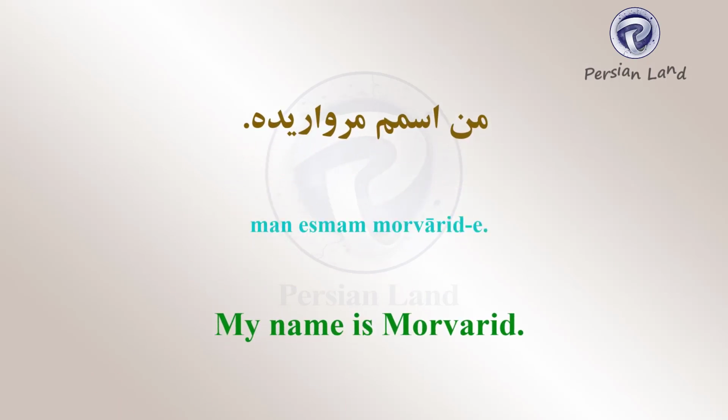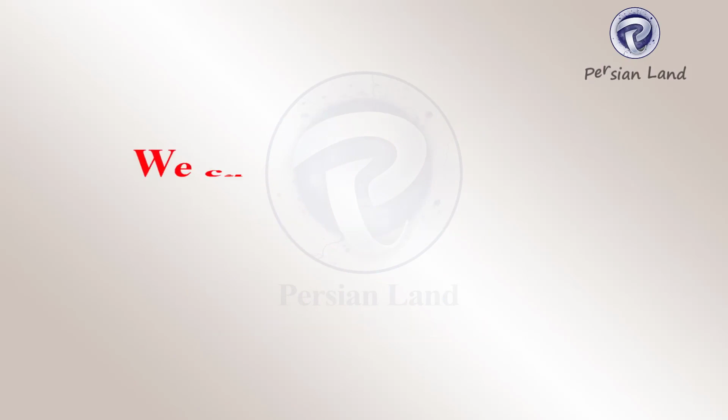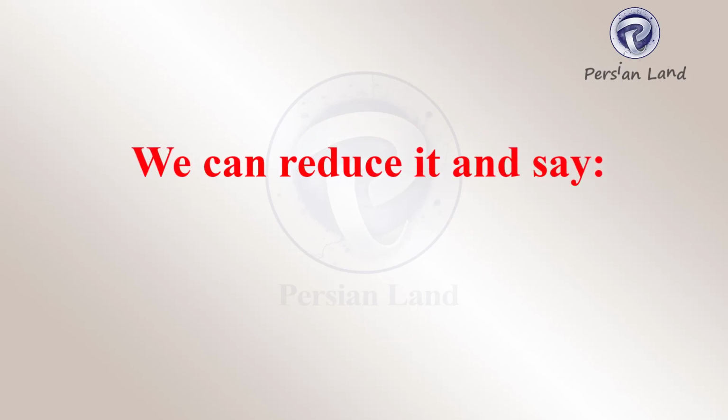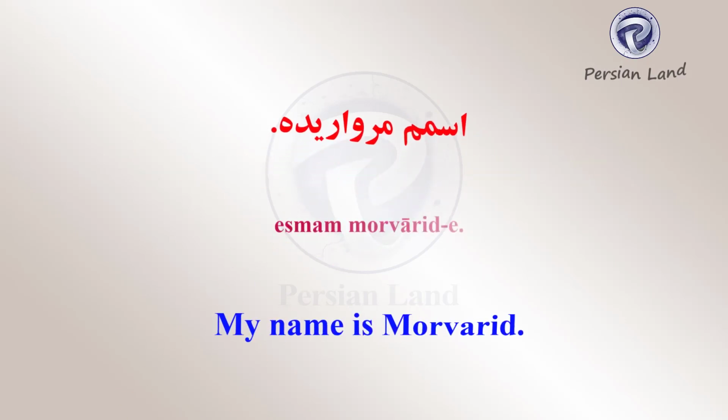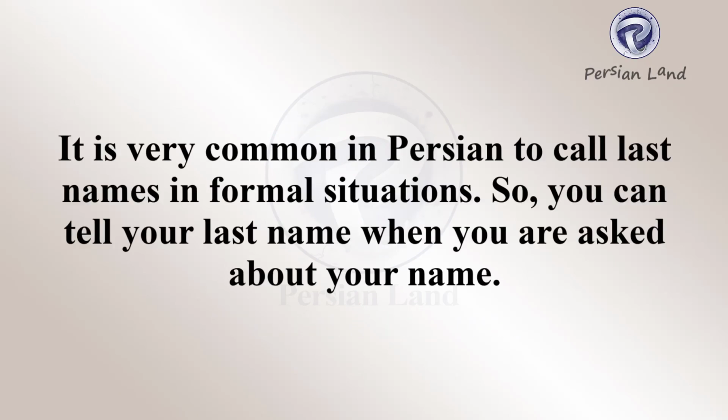من اسمم مرواریده. Even we can reduce it and say اسمم مرواریده. It is very common in Persian to call last names in formal situations.